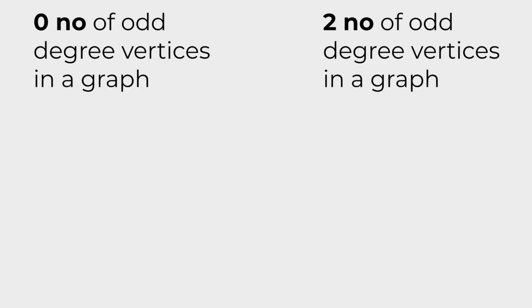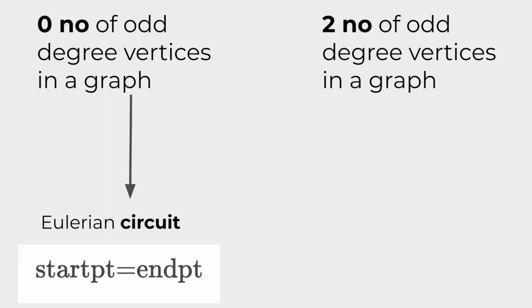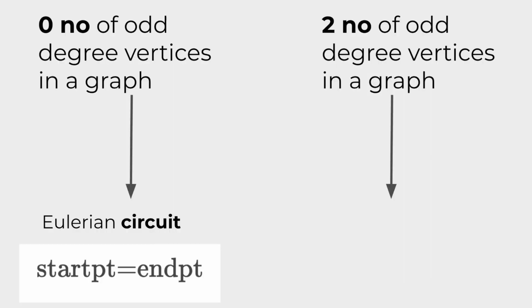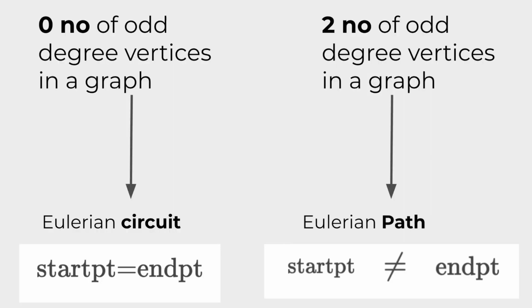Regarding odd degree vertices, the number of odd degree vertices in a graph must be between 0 and 2 to make the problem solvable. When we have 0, or no odd degree vertices in the graph, we would get an Eulerian circuit, where the start point is equal to the end point. While if we have 2 vertices with an odd degree, we would get an Eulerian path with one start point of odd degree and one end point of odd degree.